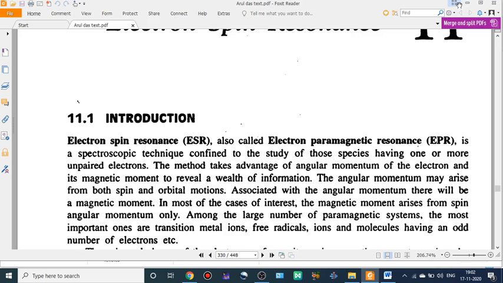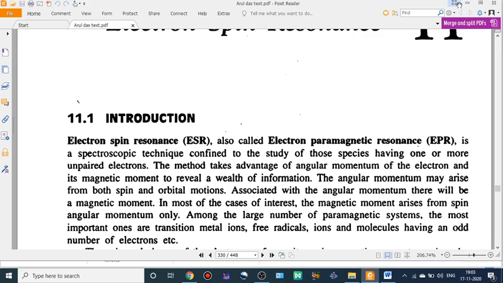For this, consider a molecule that contains paired electrons. Note the point, the molecule contains paired electrons. Both are negatively charged. One is spin up and another is spin down. That is, one is in the clockwise direction and the other is in the anti-clockwise direction.